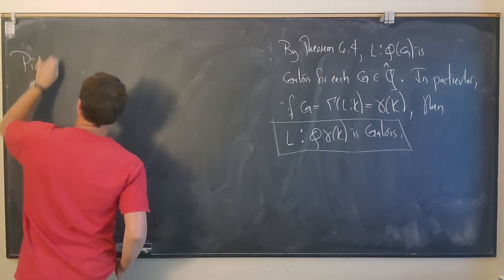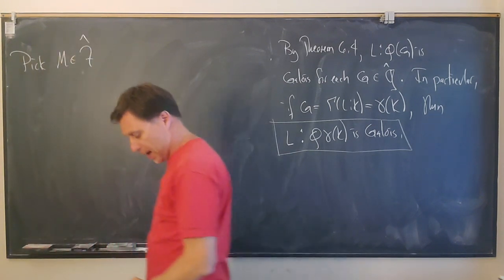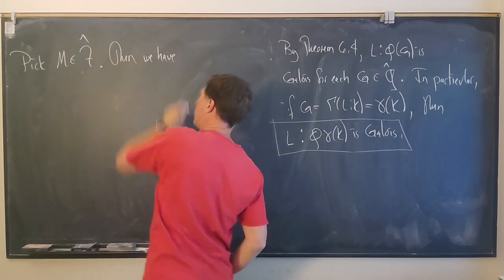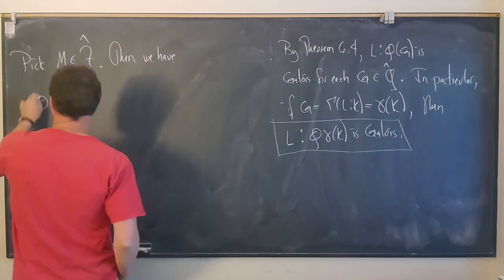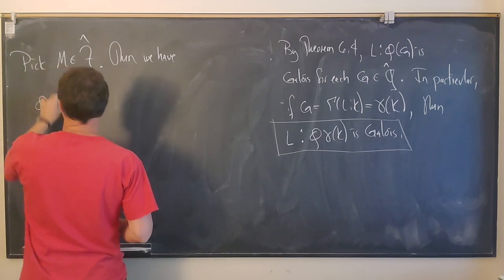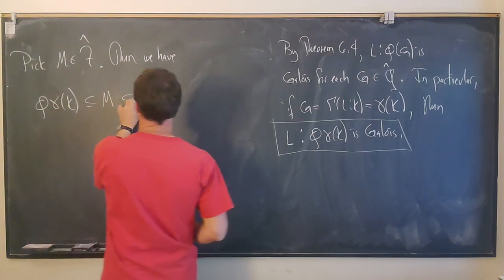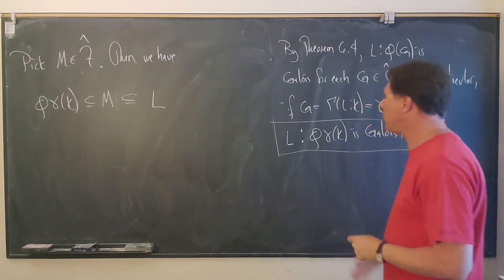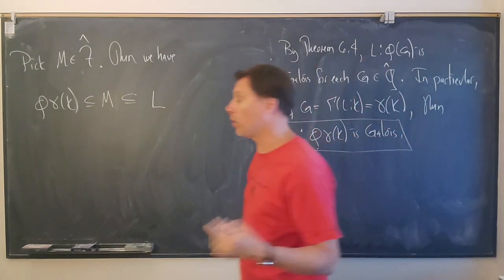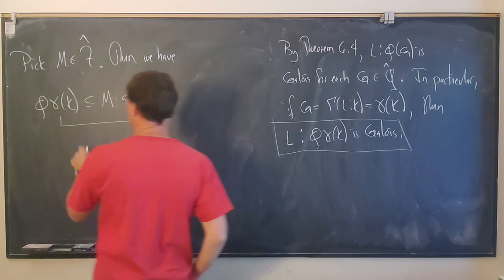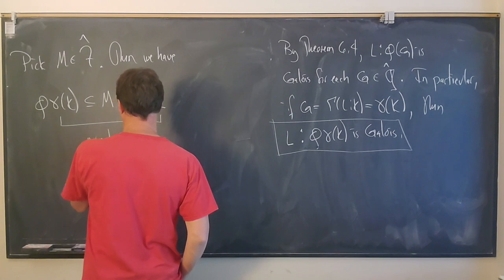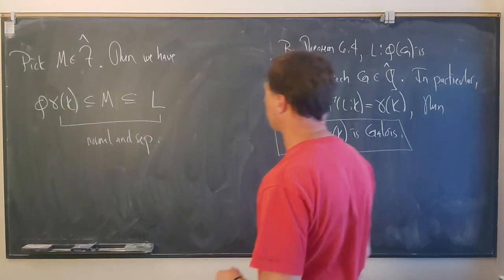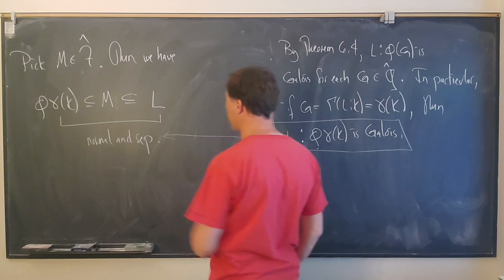Okay, so this is pretty fun, but I just got to get all the pieces right for the punchline. So let's pick M in script F hat. So then we have this setup right here. So phi gamma of K is contained in M, which is contained in L. That's just what it means to live in script F. And we know that this extension is Galois, which means that it's both normal and separable.